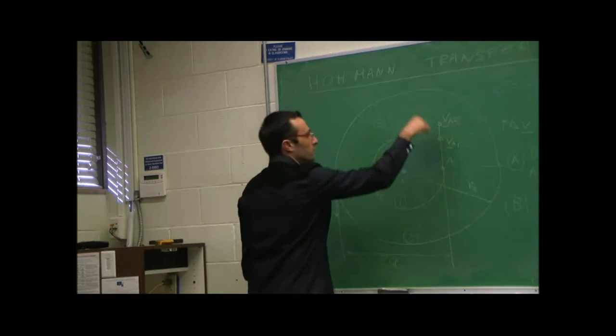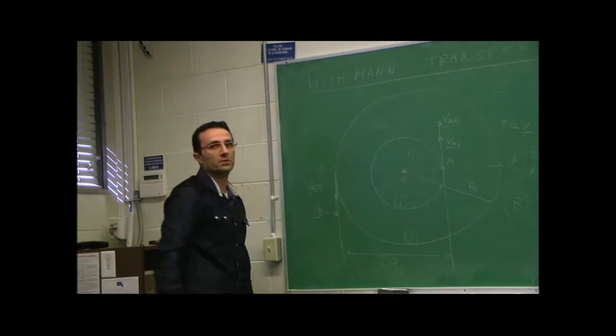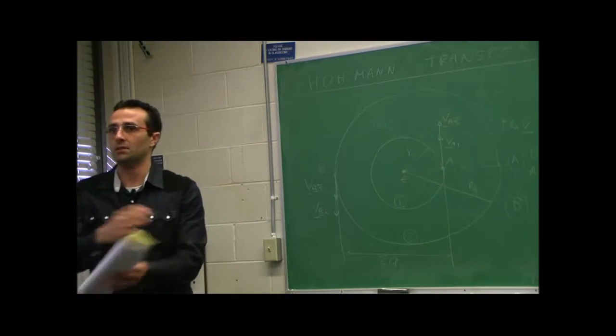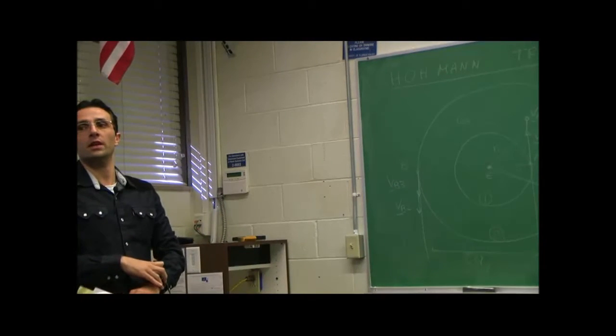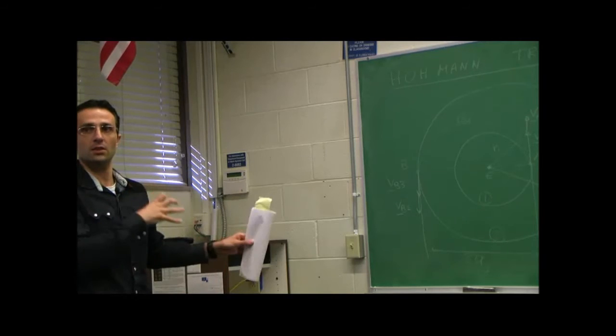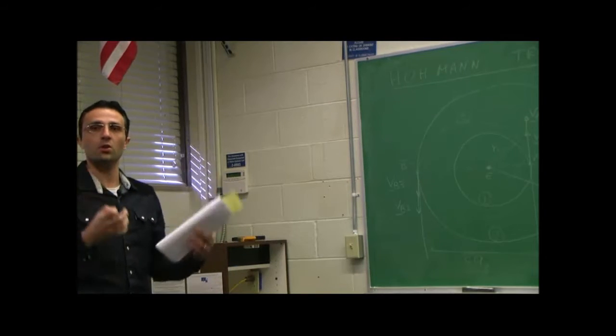Once you get to A, you have to slow down once again to circularize and go back to the small circle. But it's symmetric. It's just doing the opposite. Do you have any questions before I do something else, still on this? But this is really the core of impulsive maneuvers.